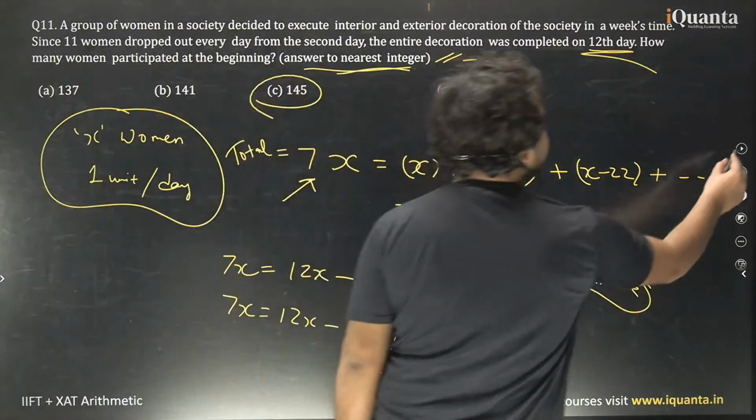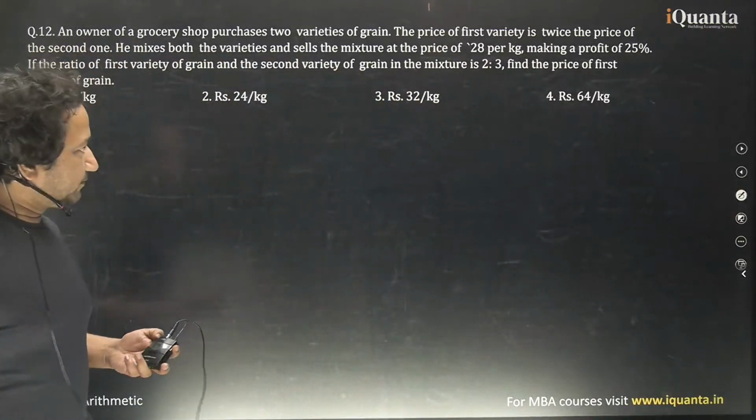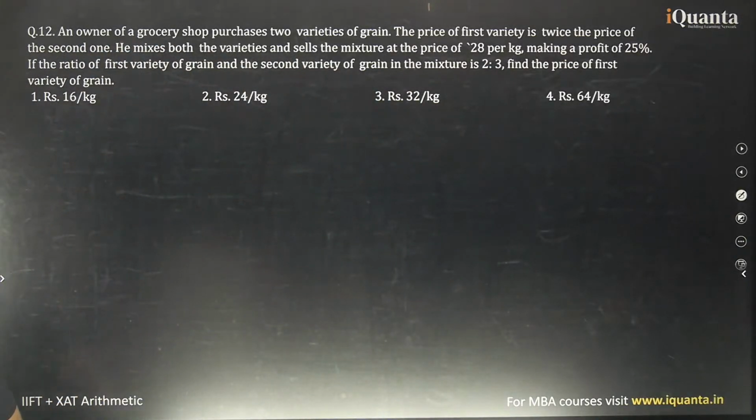Great. Going to the next question. An owner of a grocery shop purchases 2 varieties of grain. The price of the first variety is twice the price of the second one. He mixes both the varieties and sells the mixture at the price of 28 per kg, making a profit of 25%. If the ratio of first variety of grain and second variety of grain in the mixture is 2:3, find the price of the first variety of grain. Try doing this.